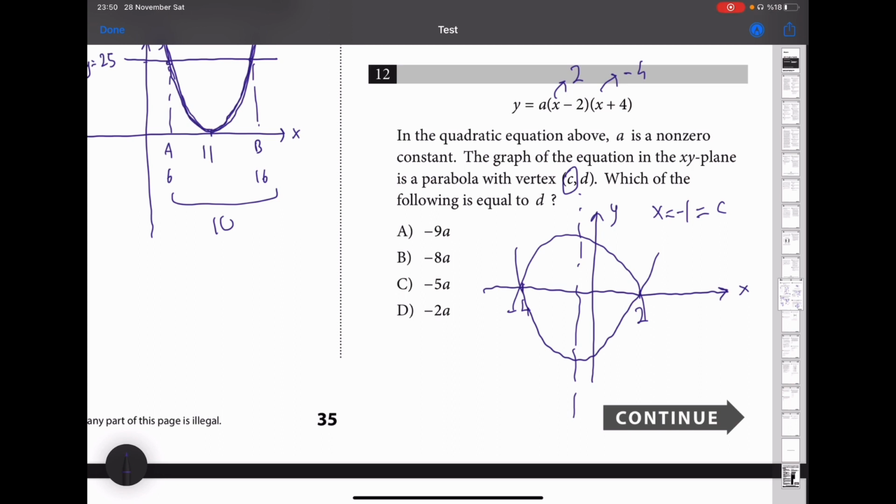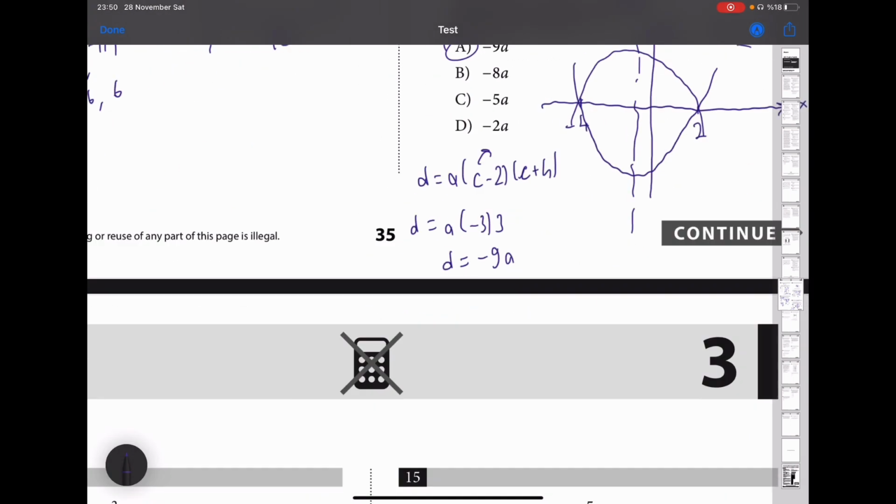Okay, let's write the equation. We know that (c, d) satisfies this, right? So d equals a(c minus 2)(c plus 4). I have just found c is equal to minus 1, so d equals a times minus 3 and 3. So d equals minus 9a, which is the answer.